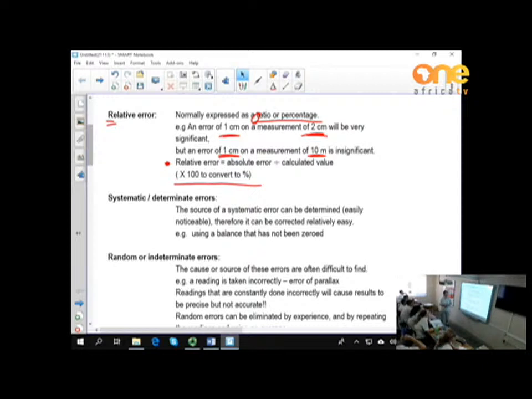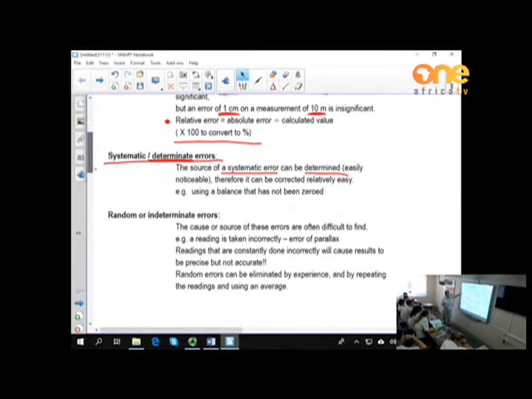Systematic or determinate errors: a source of systematic errors can be determined easily. You can find the source of the error, because it's easily notable, so it can easily be corrected. For example, if I have a spring balance, and I did not zero my scale on my spring balance, and I added a 10 Newton weight to it, my reading is 10.2 Newton. I add another 10 Newton, I will get 20.2 Newton. So I know where the error is. Oh, I didn't zero the scale. We can subtract it from our reading. So that would be a systematic or determinate error. We can determine where the error was and we can correct it.